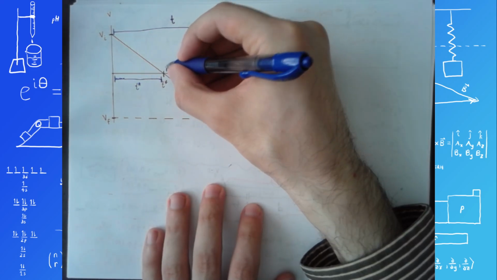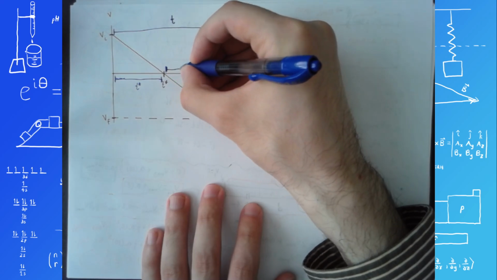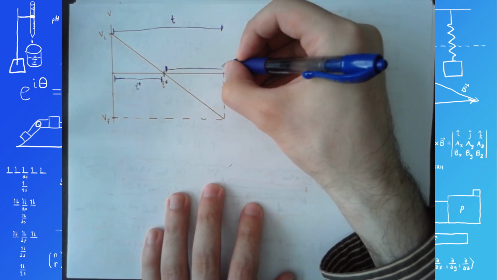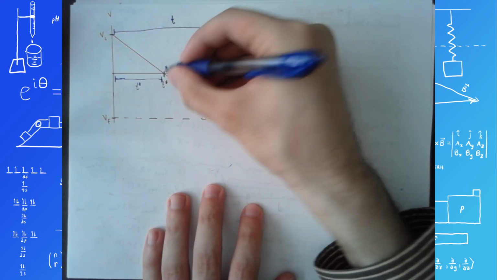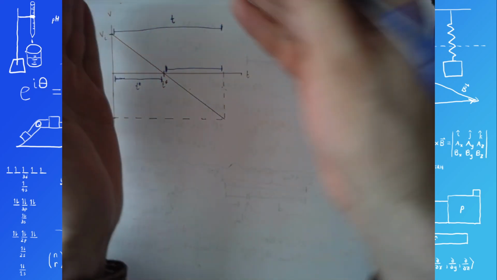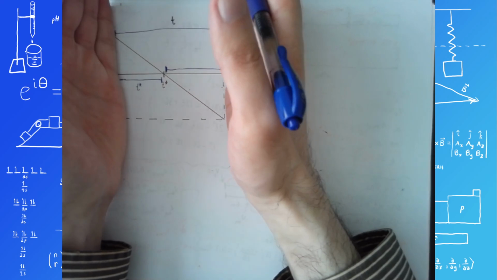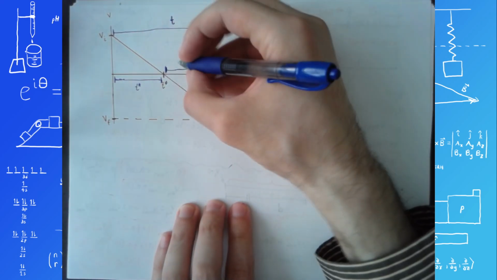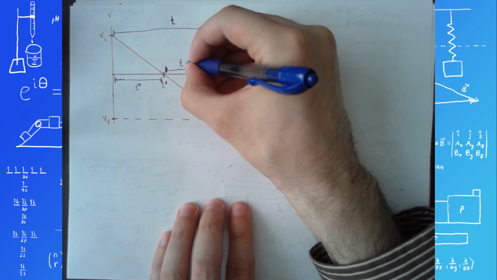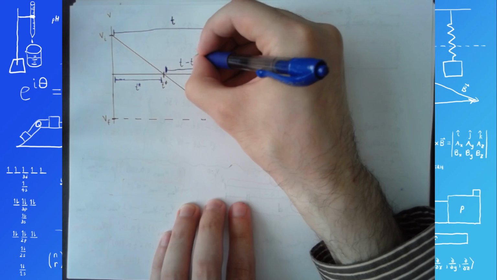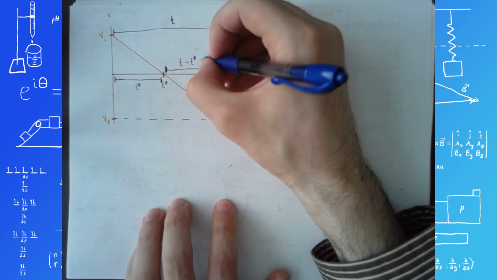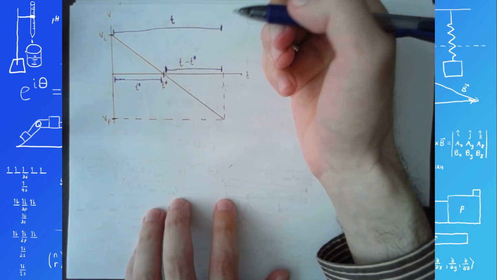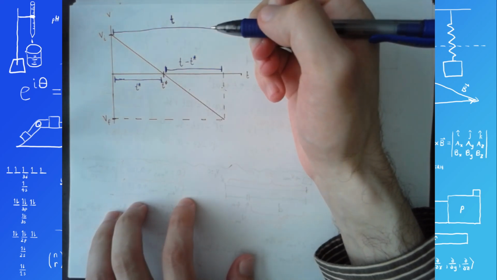This is going to be what's left out of the total time. So the total time is this big T, and we know this much of it is t star, which means this must be t minus t star, the full time minus the time to reach 0 velocity.